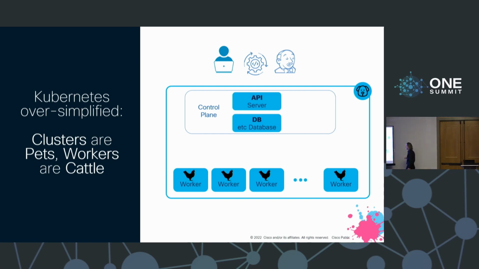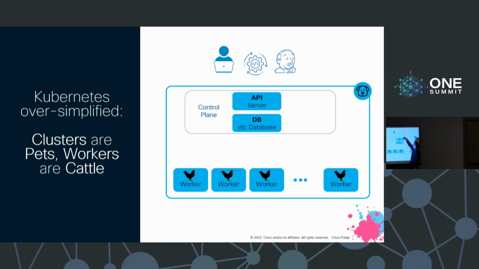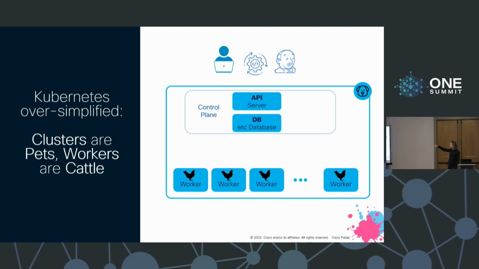What is Kubernetes in an oversimplified way? I have my customer, and my customer tells the system what to do via an API server that puts declared state, what I want the system to do, in a database. And then my individual workers are reaching out to that database, seeing what the declared state should be, and realizing that state. Fine. That makes my overall system a pet, and the individual workers are obviously cattle.